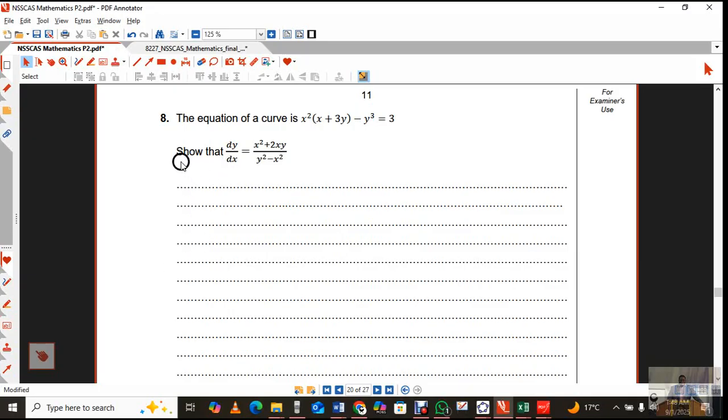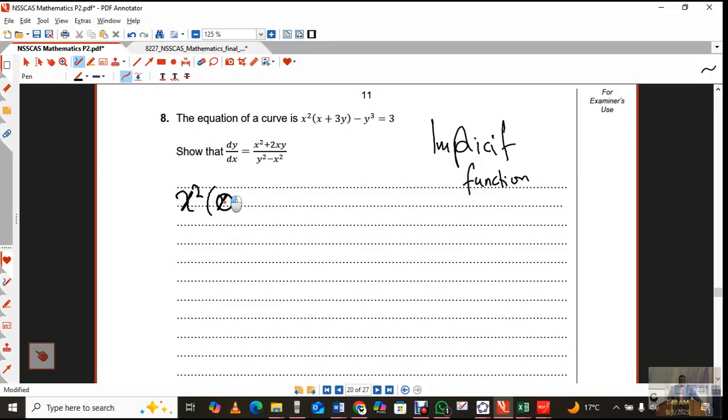Question 8. We are supposed to show that. So let me just write down what is my curve. This is an implicit function, and I hope I've done quite a series on how to differentiate implicit functions. So it's x squared times x plus 3y, minus y cubed, is equal to 3. So we can actually go ahead and multiply out. This is x cubed plus 3x squared y minus y cubed is equal to 3.